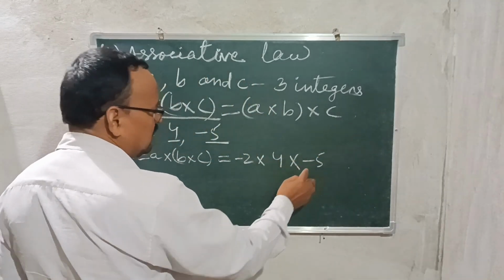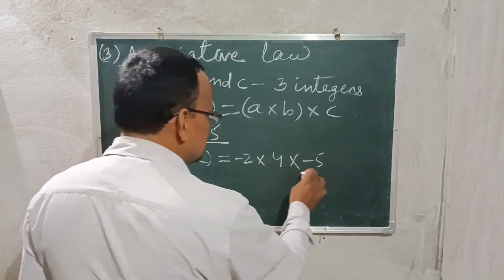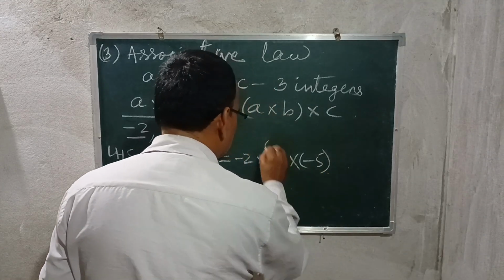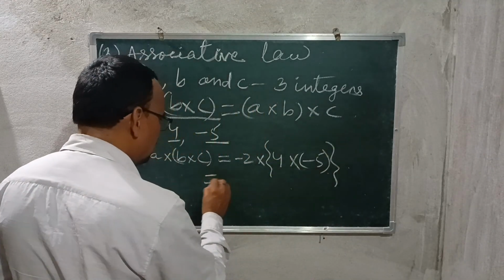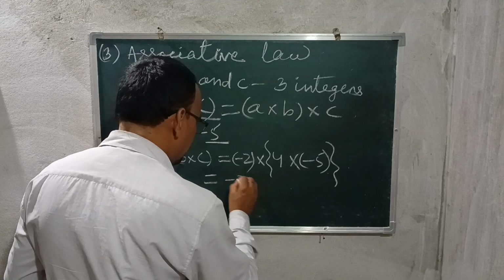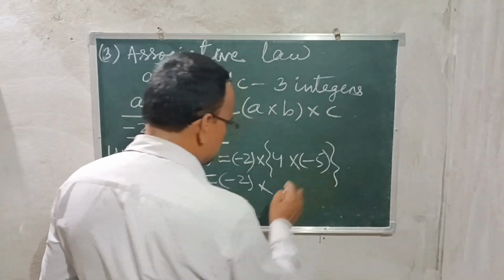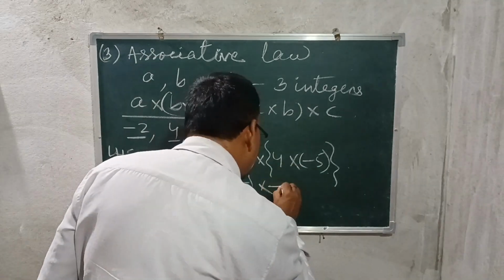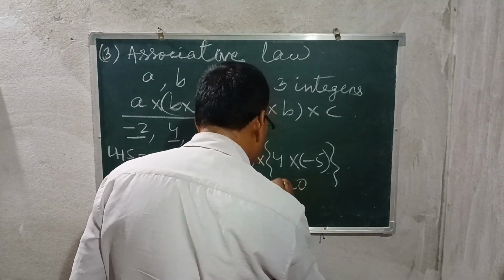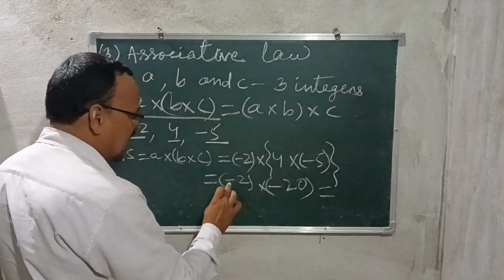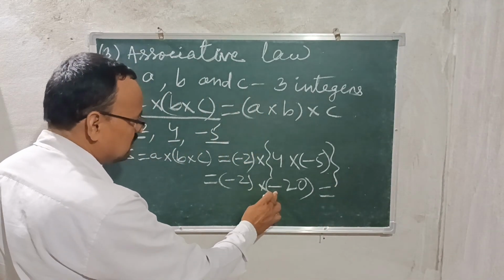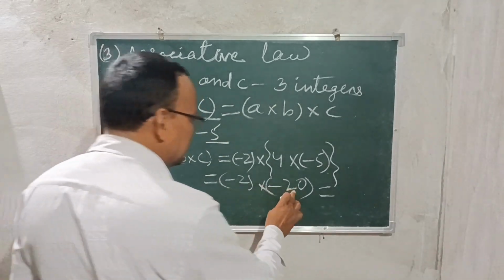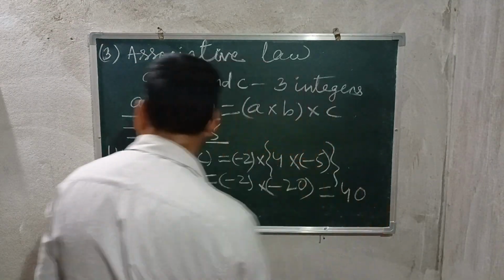Here two signs cannot be taken nearly together, so put bracket, and that is equal to -2 into the product of 4 and -5. Unlike sign, in the case of unlike sign, that will be negative. 4 5s are 20, and that is equal to -2 into -20. Now like sign, minus and minus, both integers are of like sign, so that will be plus, and 2 into 20 is equal to 40. This is left hand side.